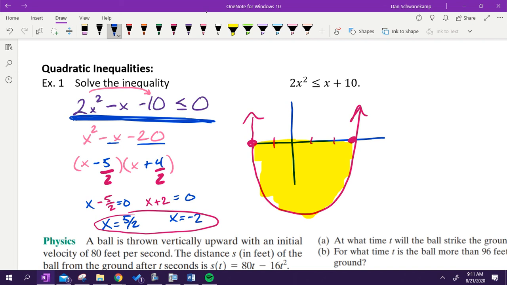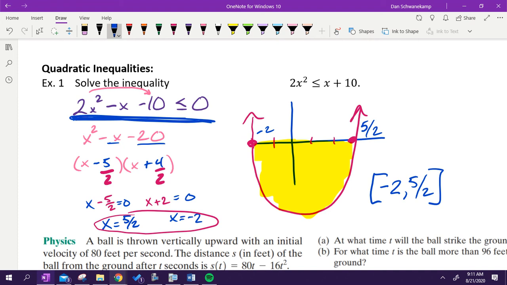And so my answer here is going to be -2, because that's where that intercept is, to this intercept, which is 5/2. It's in between those two. From -2 to 5/2 is when I am less than or equal to 0. Am I going to use brackets or parentheses there? Brackets, because it was equal to. That is my answer to this problem.